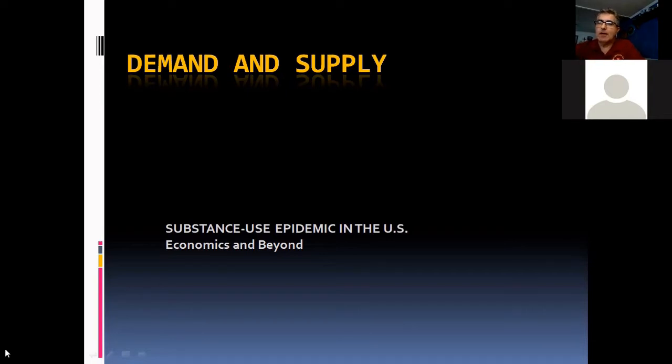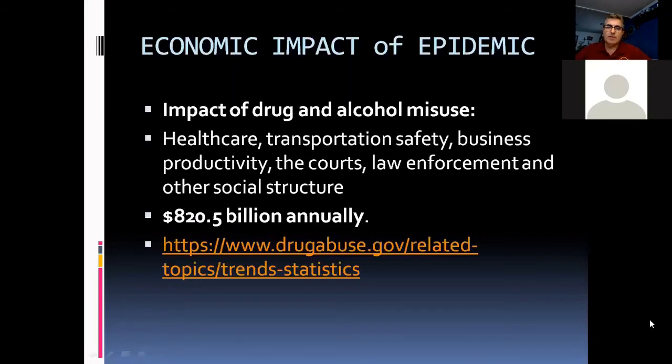And we're talking about economics of recovery. I am not an economist. I just know there is no way to explain the alcohol and drug problem without looking at economics. We need to be aware of the impact of substance use disorders on healthcare, transportation, business, productivity, the courts, law enforcement, and other social structure, which has been estimated at approaching $1 trillion annually. So it is something that we have to understand as we look at this problem as a whole.